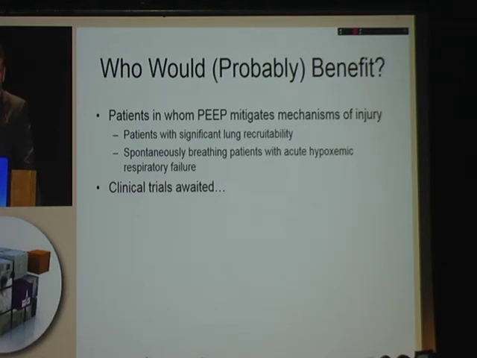So just to sum up, I've tried to argue that PEEP is beneficial where it mitigates mechanisms of injury, and that's sort of a matter of stating the obvious. But the two groups in whom I think PEEP actually significantly mitigates mechanisms of injury are patients with significant lung recruitability and spontaneously breathing patients with acute hypoxemic respiratory failure. Now, to substantiate this claim, we really need more clinical trials, and I think the trial published earlier this week is an exciting step in that direction, and we look forward to learning more from future trials.